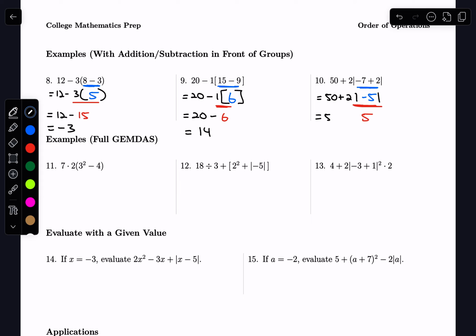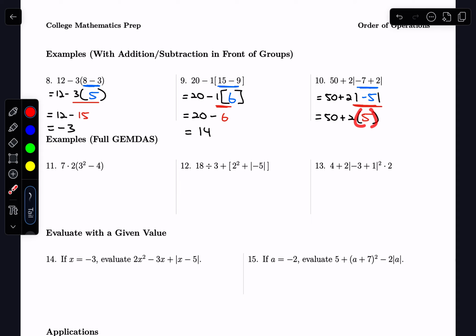And then we still have this 50 and 2 in front. And I put parentheses now around my 5 to make sure it's clear that I am multiplying right here, because originally I had 2 up against these grouping symbols. So there's multiplication between the 2 and those grouping symbols.